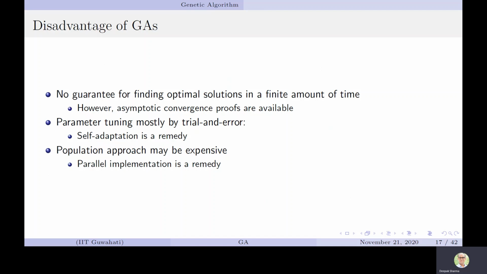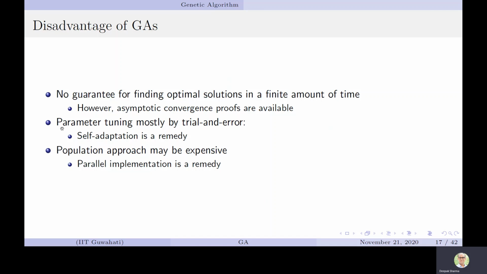There are certain advantages as we have understood, but there are certain disadvantages as well. The first disadvantage is that there is no guarantee of finding the optimal solution in a finite amount of time. We understood this disadvantage with simulated annealing as well. If we fix the number of function evaluations or the time, we cannot guarantee that we will get the optimum solution. However, there are some asymptotic convergence proofs that say that if we run for a longer time, GA can give you the optimal or a near optimal solution.